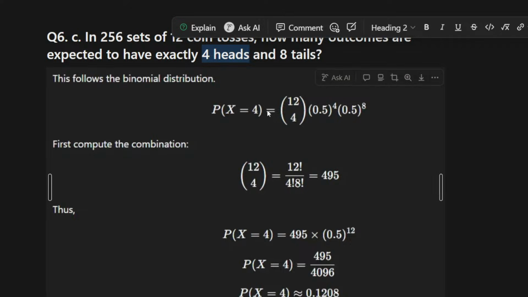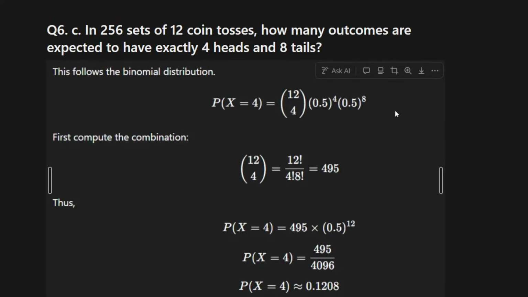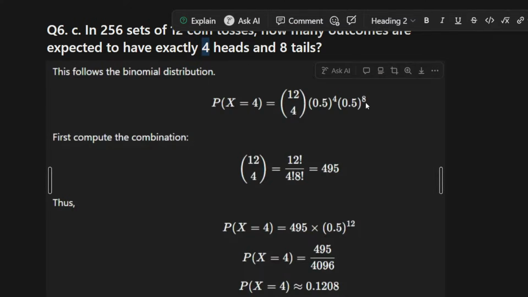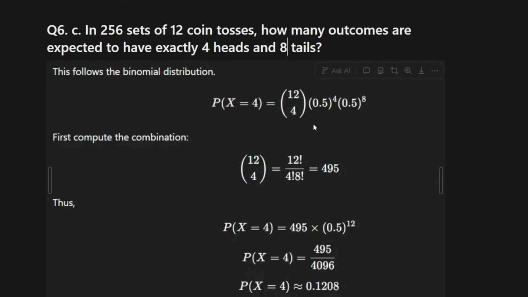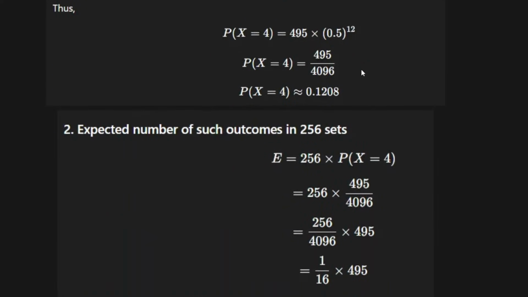So P of x equals 4 equals, this is the formula, 12C4 into 0.5 power 4 into 0.5 power 8. Here, 0.5 power 4, this 4 corresponds to the number of heads and this 8 corresponds to the number of tails. So applying this formula, you will get the answer to be 0.1208. It is just enough if you know this formula. That is all that you need to solve this question.